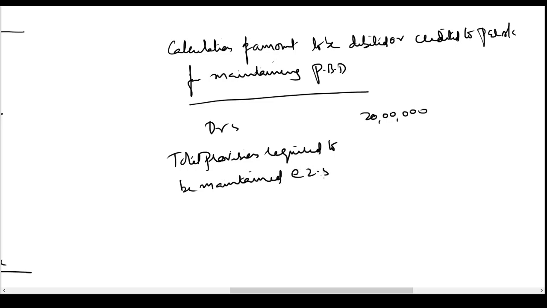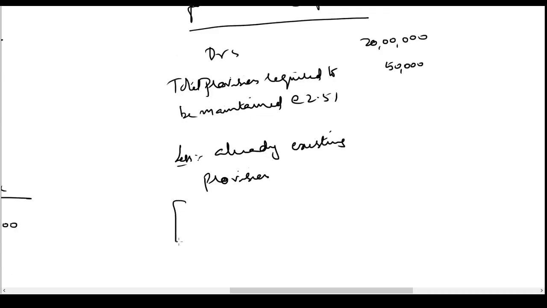It is at the rate of 2.5%. That will be 50,000 rupees. This is the amount I am required to maintain. Less: already existing provision. I am already having some balance in the provision account. How do I calculate that? I started with a balance of 2 lakhs and I've used up 1 lakh rupees. So there is a balance of 1 lakh already.